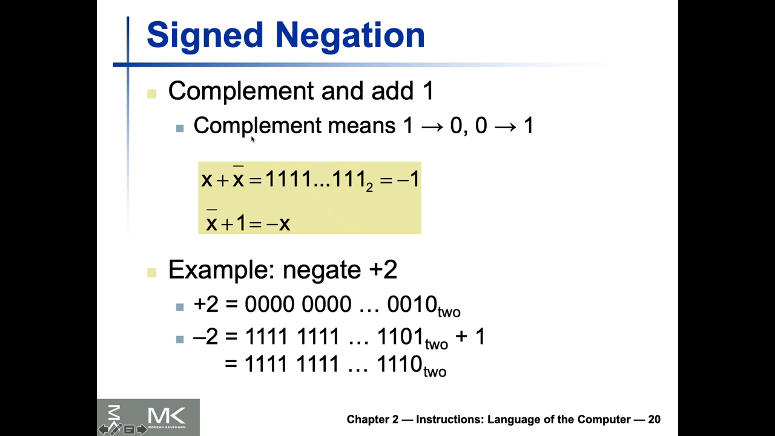In computer architecture, when we say a complement, right? A complement means a 1 has turned into 0. So 0 is a complement of 1 and the other way around. So for sign negation, we're actually talking about complement and add 1. And that's why when you add x plus x bar, its own complement, it's going to return minus 1. On the other hand, if you add x bar plus 1, it's going to return minus x, right? And if you want to show it here in binary, that's how you do that.